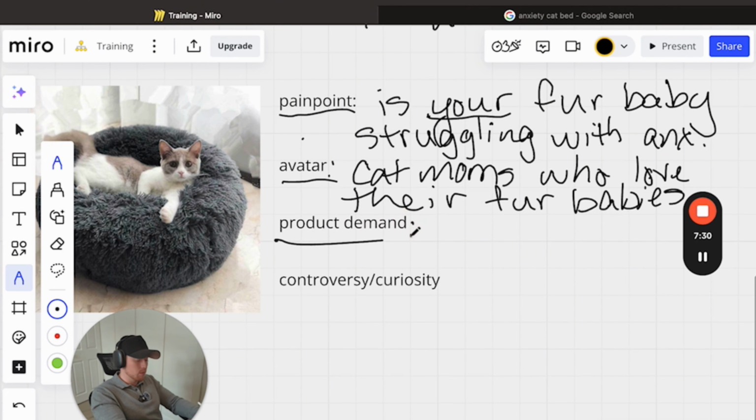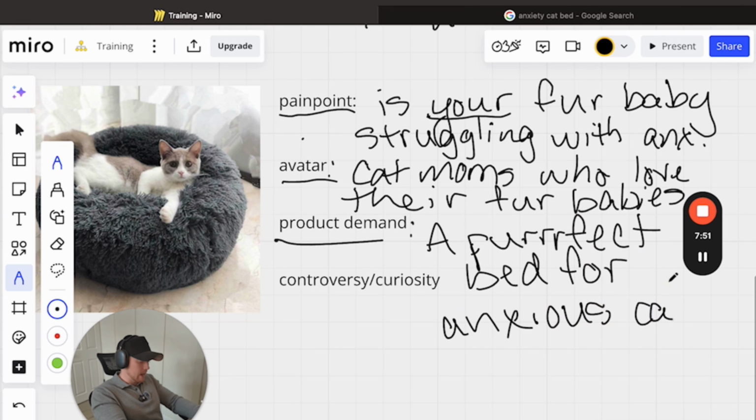The next one is product demand. This would be specifically about the product, something like "Perfect bed for anxious cats." This is calling out somebody who's already product aware and knows that maybe there are cat beds out there that will help with anxiety, and you're just putting that right in front of them, because it's not always 100% obvious what the product is.